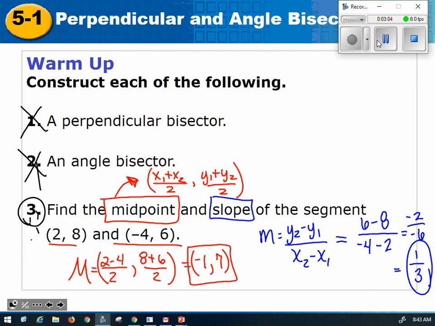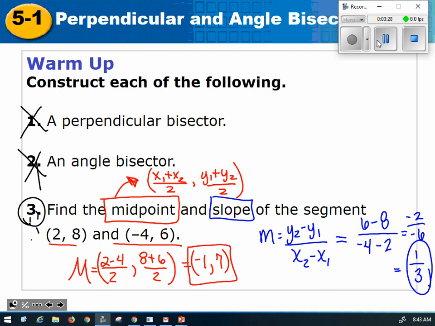Okay, so I skipped the first two because you're not going to have to do constructions in this lesson. We are going to talk about a perpendicular bisector and an angle bisector, but I didn't want to take the time to go over those constructions. We are going to review what is a perpendicular bisector and what is an angle bisector. This section is all about two theorems, just two theorems, and that's all there is to it.